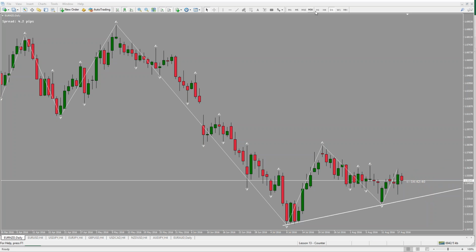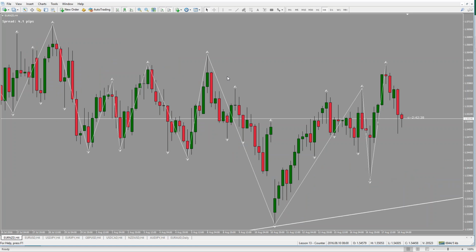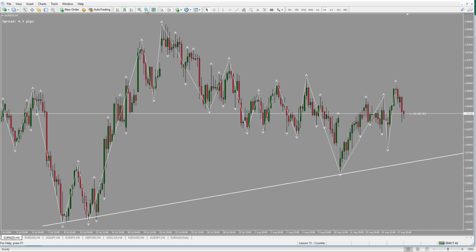Let me step into a 4-hour. Let's have a look. See how this little bit here just got awkward? It was going smooth, smooth, smooth, and this just got tight. When you see that, that's it. I'm not interested in this chart anymore, well, at least not on a 4-hour, but on a daily, it looks better.